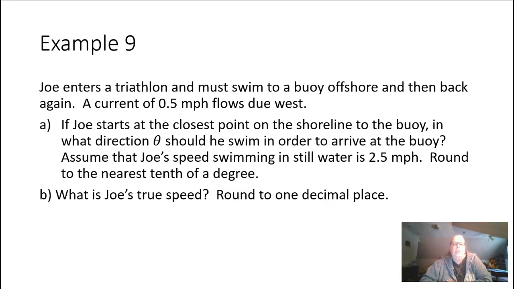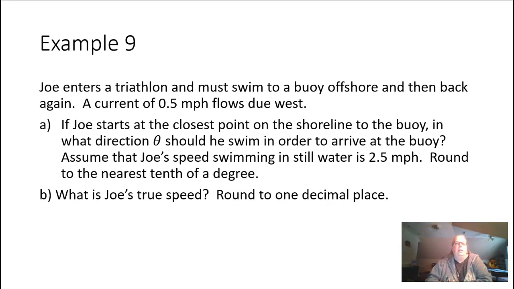Example 9. Joe enters a triathlon and must swim to a buoy offshore and then back again. A current of 0.5 miles per hour flows due west. Part A. If Joe starts at the closest point on the shoreline to the buoy, in what direction theta should he swim in order to arrive at the buoy? Assume that Joe's speed of swimming in still water is 2.5 miles per hour, round to the nearest tenth of a degree. Part B. What is Joe's true speed, round to 1 decimal place?